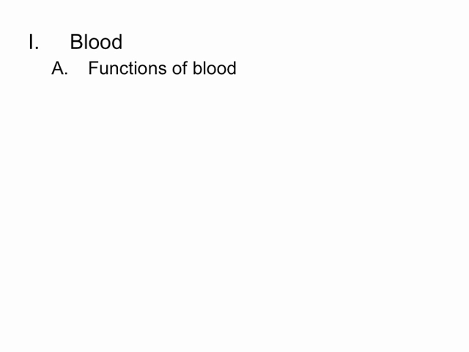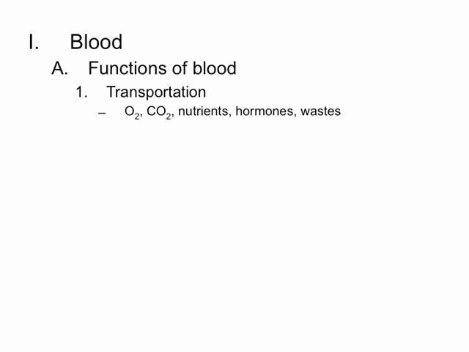Looking at the functions of blood. One of them is transportation. Blood is going to transport many materials throughout the body. For example, things that get transported would be oxygen, carbon dioxide, different nutrients, hormones, and lots of waste products inside of the bloodstream.